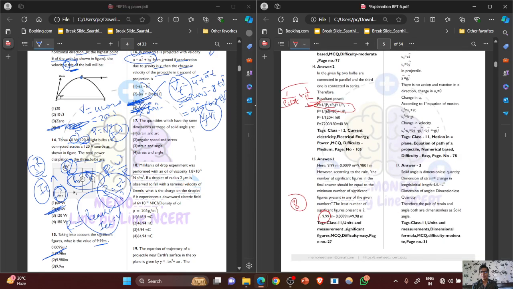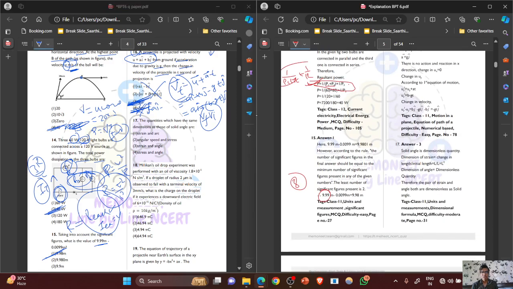Moving ahead, the quantities which have the same dimension as those of solid angle. Solid angle, like solid angle is given by what? It's simply 2 pi (1 minus cos theta). Okay, so you need to understand it's a dimensionless quantity because everything is dimensionless.